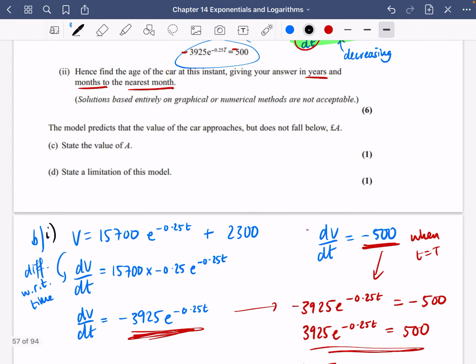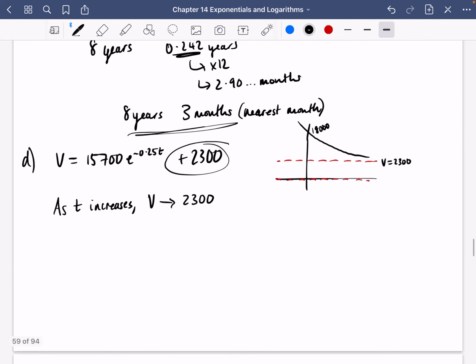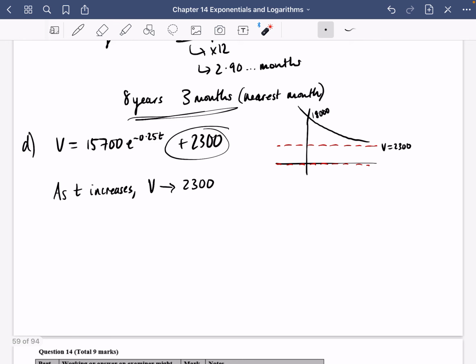And I'm going to say that in another way. Let me just check what the question is. It said state the value of A. It approaches but does not fall below A. So we're saying that the answer is going to be 2,300. And you can see how it would approach this asymptote, but it would never actually go below it.